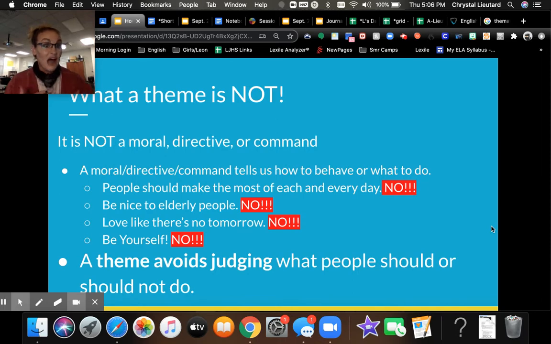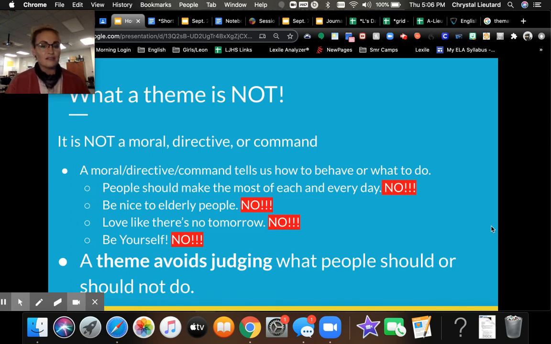So let's go through some nots. What a theme is not. It's not a moral, okay? It's not a directive. It's not a command. So a moral or directive or command tells people what they should do, tells them how to behave. That's not a theme, right?